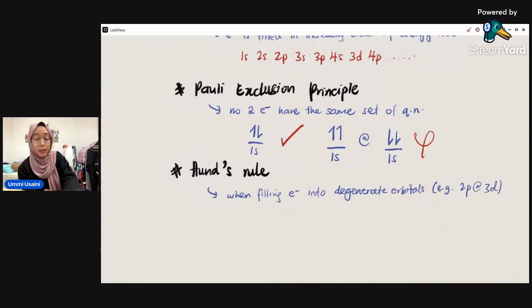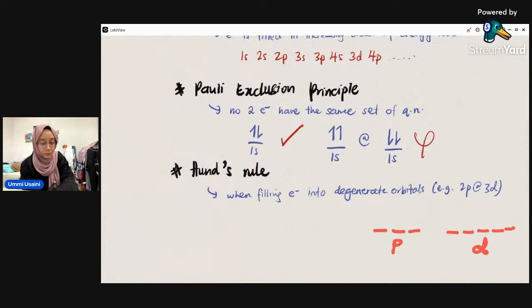2p ataupun 3d. Kenapa nak kena tengok 2p 3d? Sebab kalau p orbitals, tak kisahlah 2p ataupun 3p, any p orbitals including d pun sama juga, 3d ke 4d ke apa-apalah. Kalau p orbitals, dia ada 3 orbitals dalam tu, and 3 orbitals ni energi dia sama je. Tak ada satu yang lagi tinggi ke, satu lagi rendah ke, tak. So this is called as the degenerate orbitals. They have the same energy, sama juga dengan d.